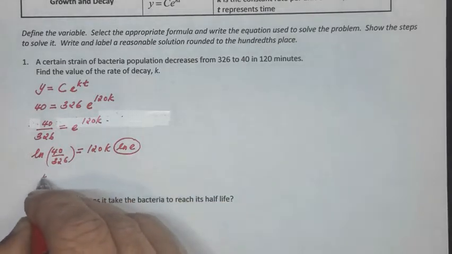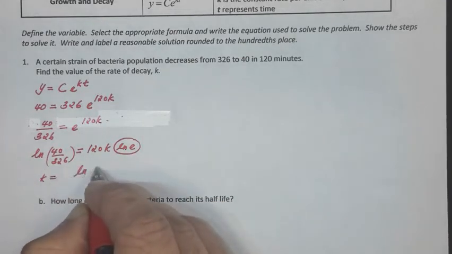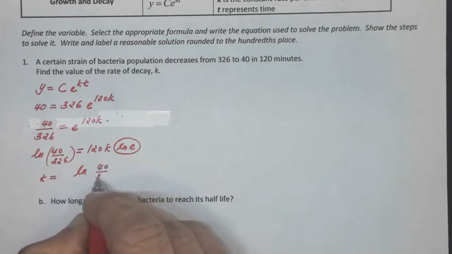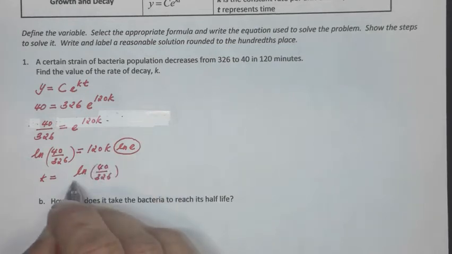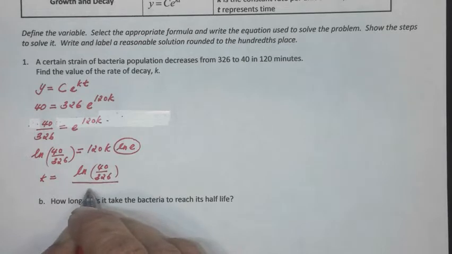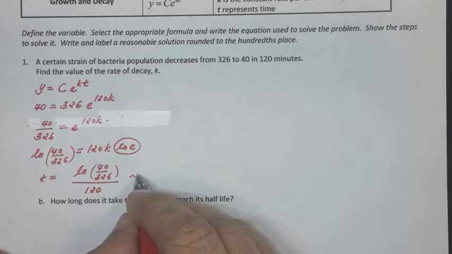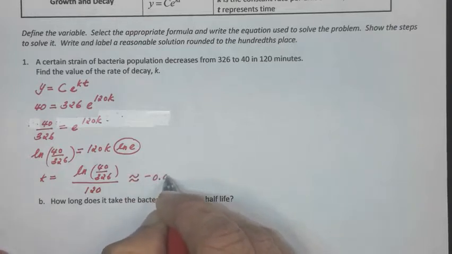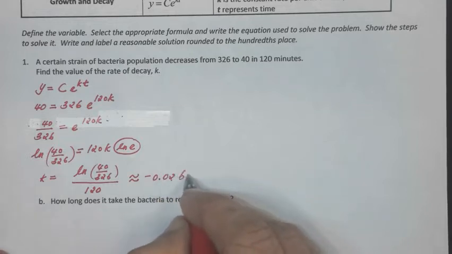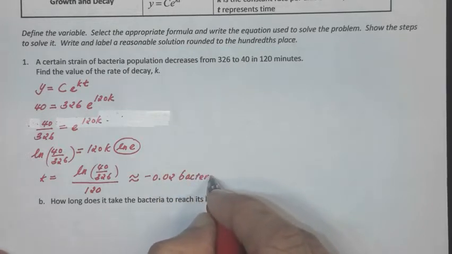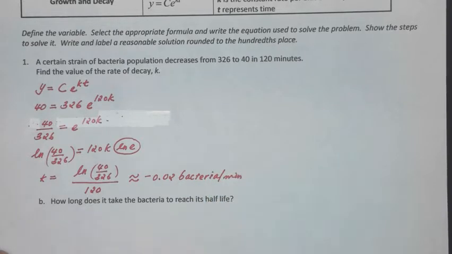So k is equal to ln 40 over 326 divided by 120. That is approximately negative 0.02. That is bacteria per minute.